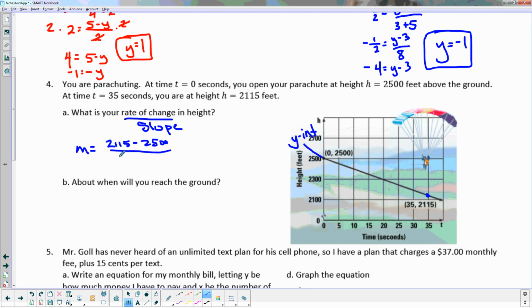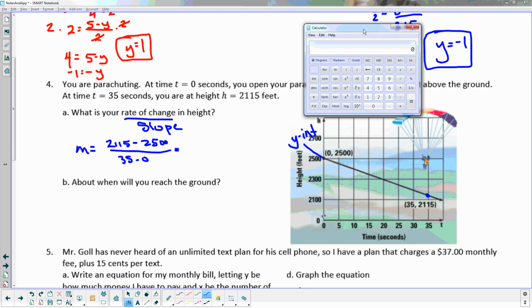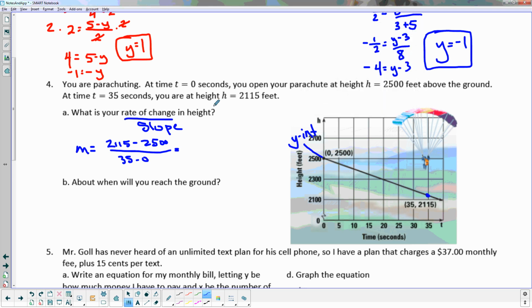And then my x values: 35 seconds minus 0 seconds. And then it might be beneficial to have a calculator for this. Let's go to 115 minus 2,500, and then divided by 35. So it gives us a slope of -11. That means for every 1 second, we drop 11 feet.